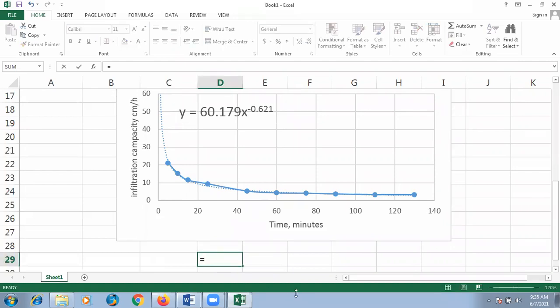This is equal to 60.17 times the value of 65, right? And then the exponential.